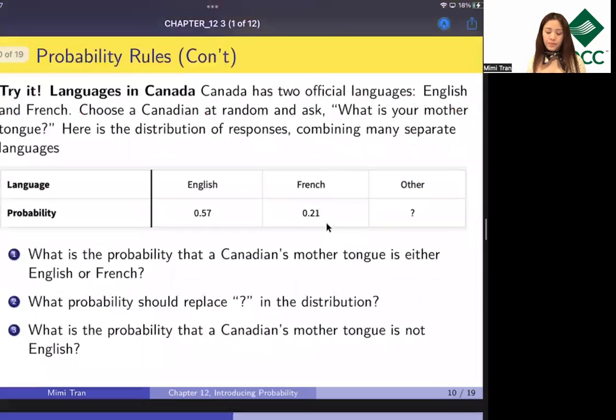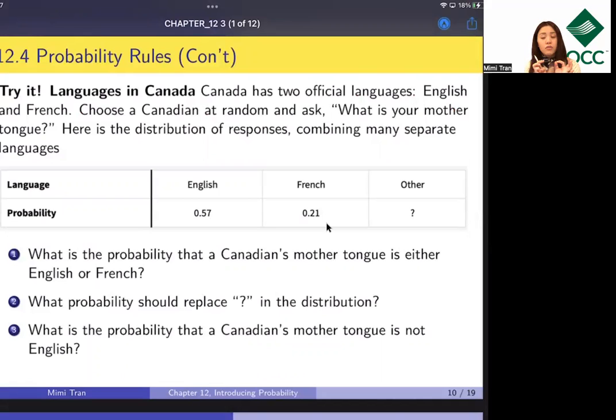Let's try an example: languages in Canada. Canada has two official languages, English and French. Choose a Canadian at random and ask, what is your mother tongue? Here's a distribution of responses, combining many separate languages.